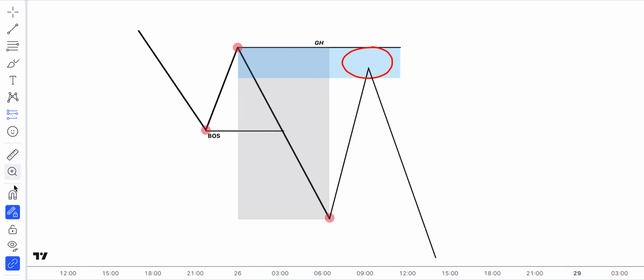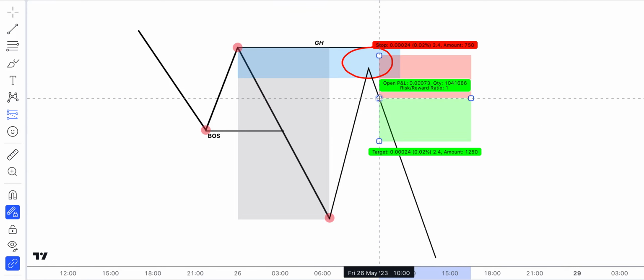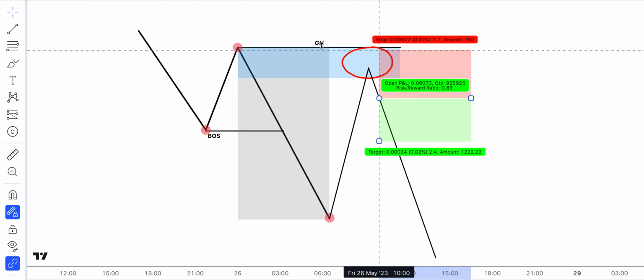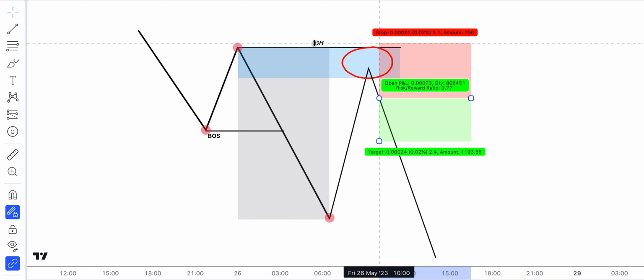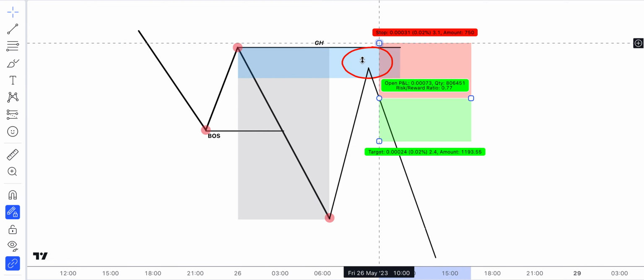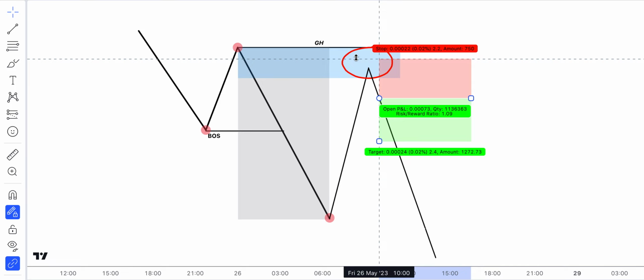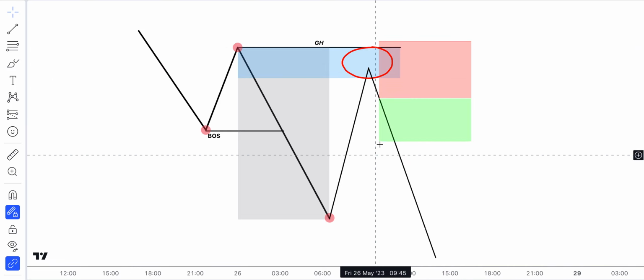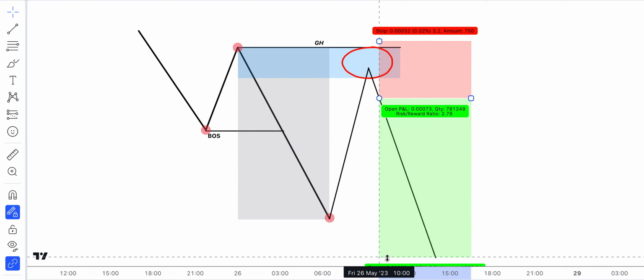So if we get a rejection, say here, we can enter short with an aggressive stop, or I guess you could say a conservative stop here, and an even more conservative stop would be just above our guarded high. So we'd be looking at a stop just above the rejection wick or a stop just above the guarded high. It really depends on how the setup's looking.